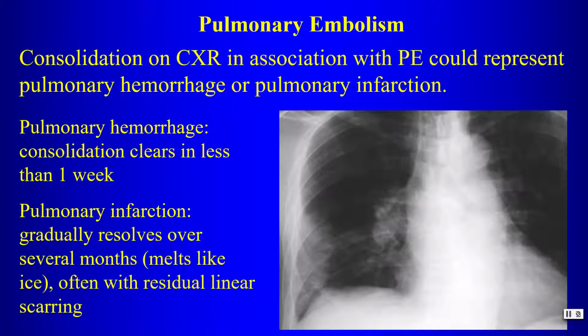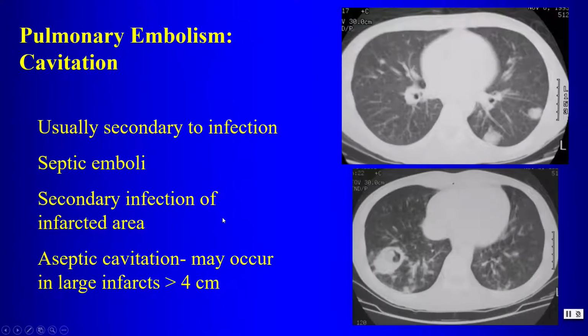So consolidations that we see on chest radiographs associated with pulmonary embolism may represent pulmonary infarcts or may represent pulmonary hemorrhage. If it's pulmonary hemorrhage, it clears rapidly within less than a week, whereas an infarct takes longer to clear, and an infarct usually resolves over several months as it kind of resolves from the periphery. That's called the melting ice cube sign, and often there may be a residual linear scar after the infarct has resolved.